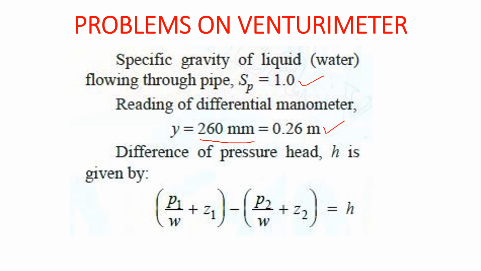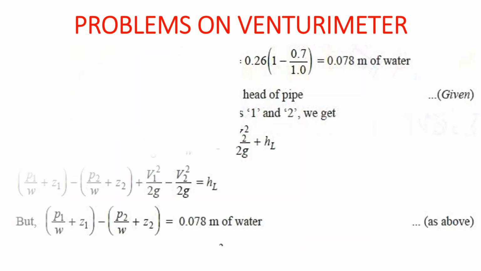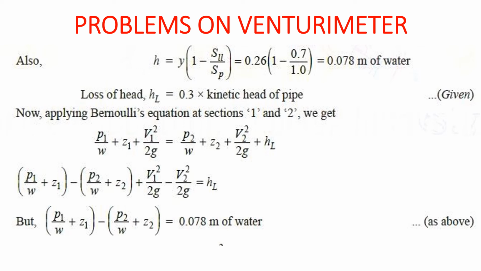Difference in pressure head H will be again equal to, as usual, P1 by W plus Z1 minus P2 by W plus Z2, equal to H, right? Then how the formula changes, just see now here. As the inverted U-tube manometer is there, this formula is also reversed. It was specific gravity of higher liquid divided by specific gravity of liquid flowing through the pipe, minus 1. But now as the inverted U-tube manometer is there, this formula is reversed. So H is equal to Y into 1 minus specific gravity of lighter liquid divided by specific gravity of liquid flowing through the pipe.